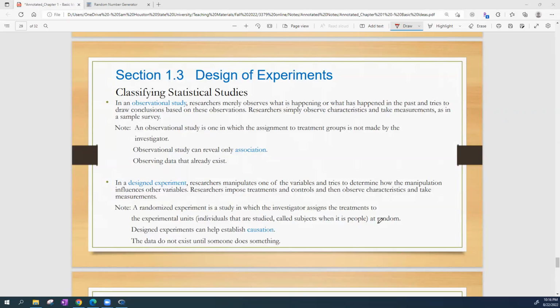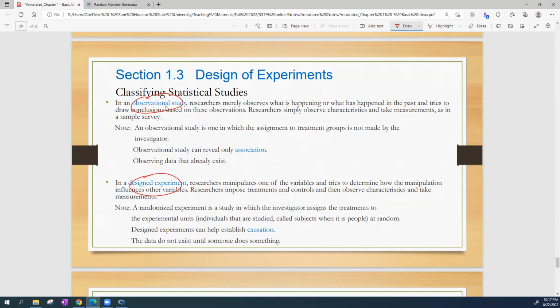Hello, everyone. Let's now look at section 1.3, design of experiments. So we want to classify statistical studies. We have two types of studies. One is called observational study, and the other one is called design of experiment.